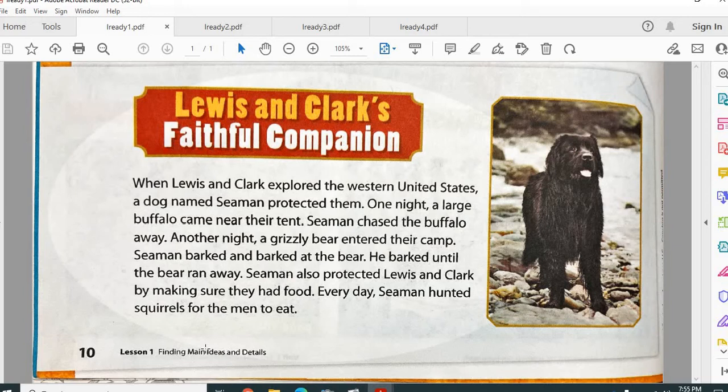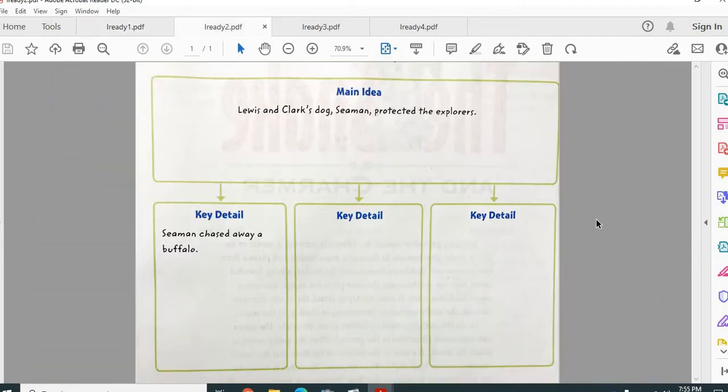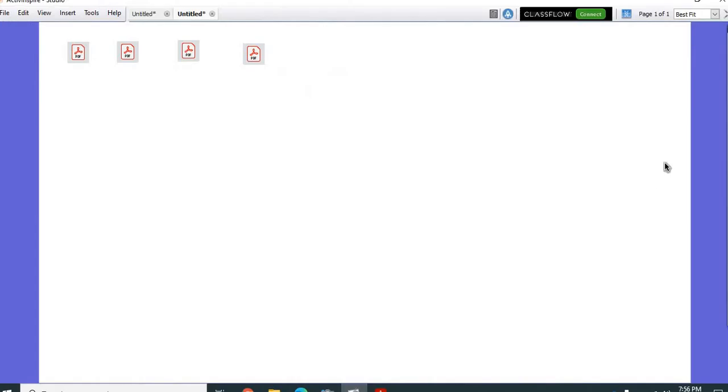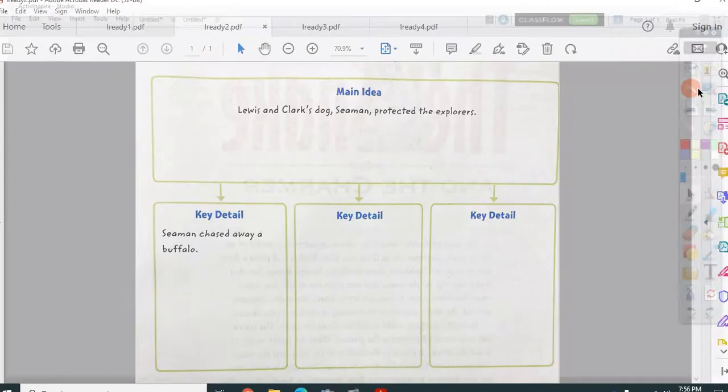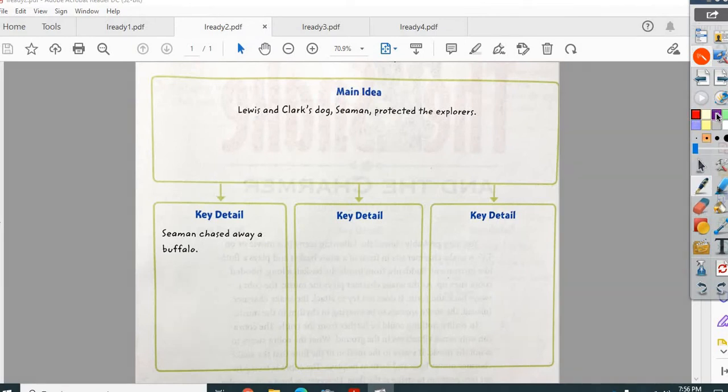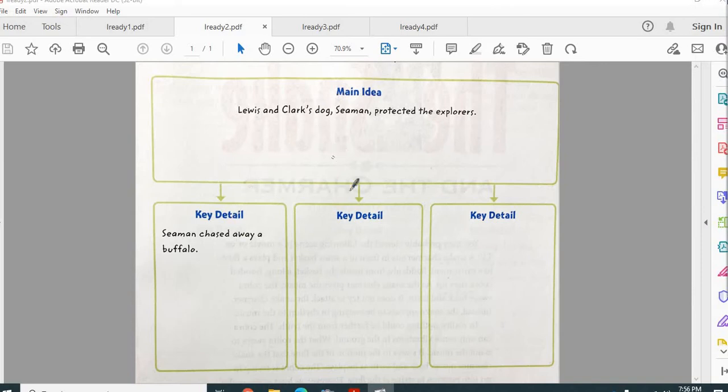Good job. All right, so we've read about Lewis and Clark and his faithful companion, that's Seaman. Yep, that was his name. Now, if you'll look on page 11, you're going to see the thing looks like this. It's like a chart for main idea and the details or the key details. Let me get my marker up and running. There we go. All right, so on this chart, they've already kind of got it started in your book. We just have to finish filling it out.